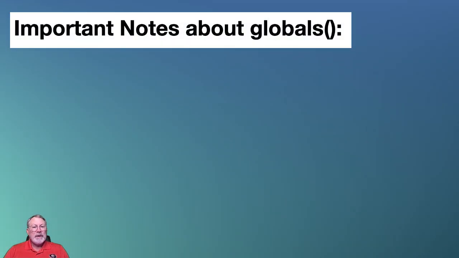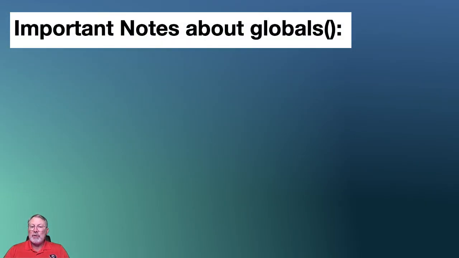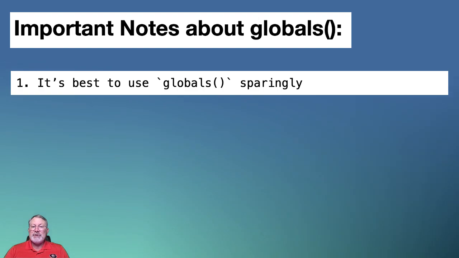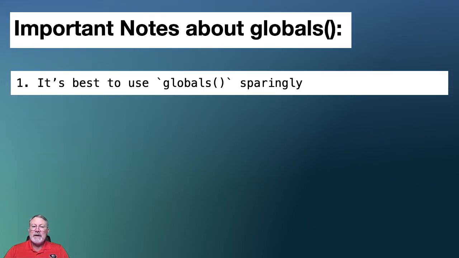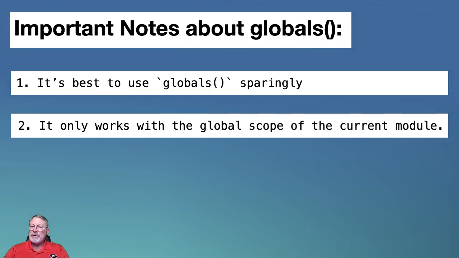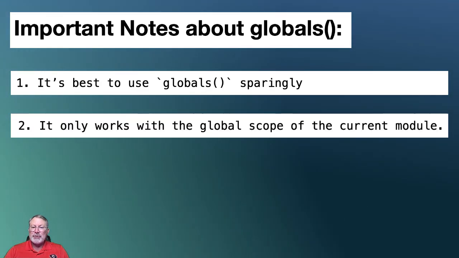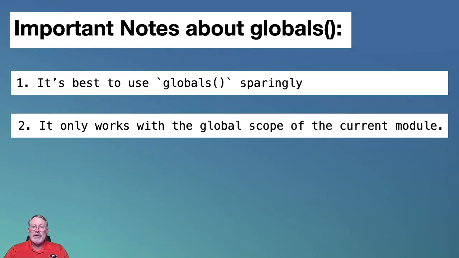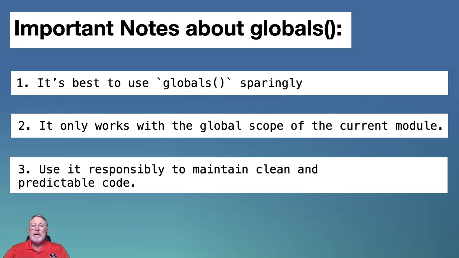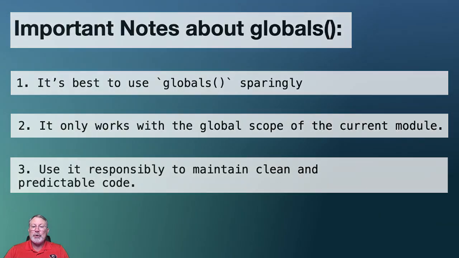Before we wrap up, here are some important notes about globals. It's best to use globals sparingly. Manipulating the global namespace can make code harder to read and maintain. It only works with the global scope of the current module. It won't access variables from other modules. Use it responsibly to maintain clean and predictable code.